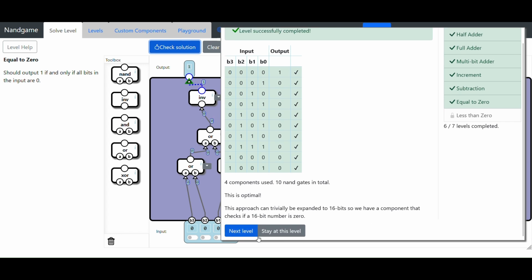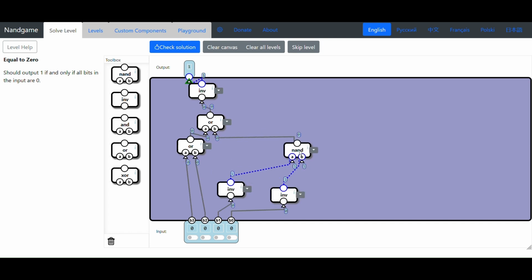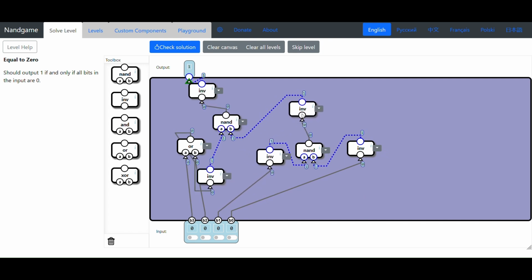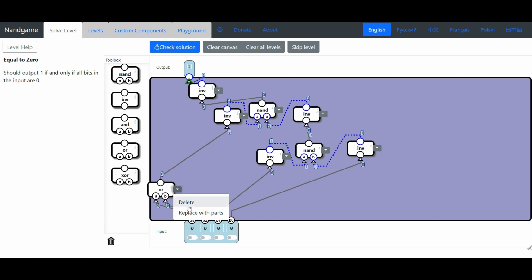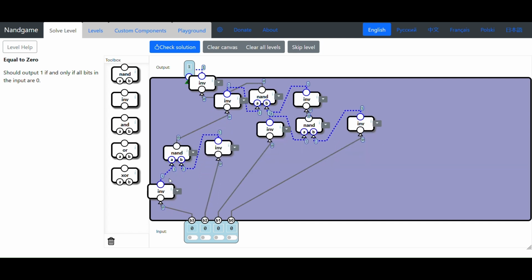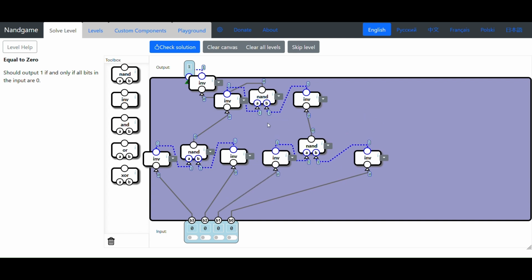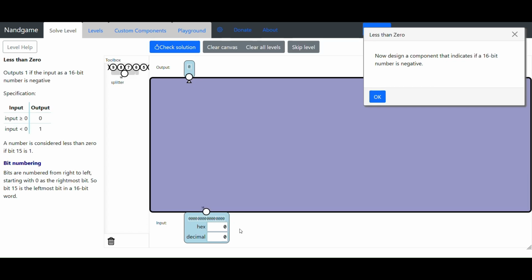Yes, this is optimal. Is it? I'm suspecting that they might be saying that after a certain point. I want to see if there's any possible way we can improve the efficiency here. Yeah, there's no stacked inverters. I think this is as simple as we can make it. So let's move on to our less than 0.